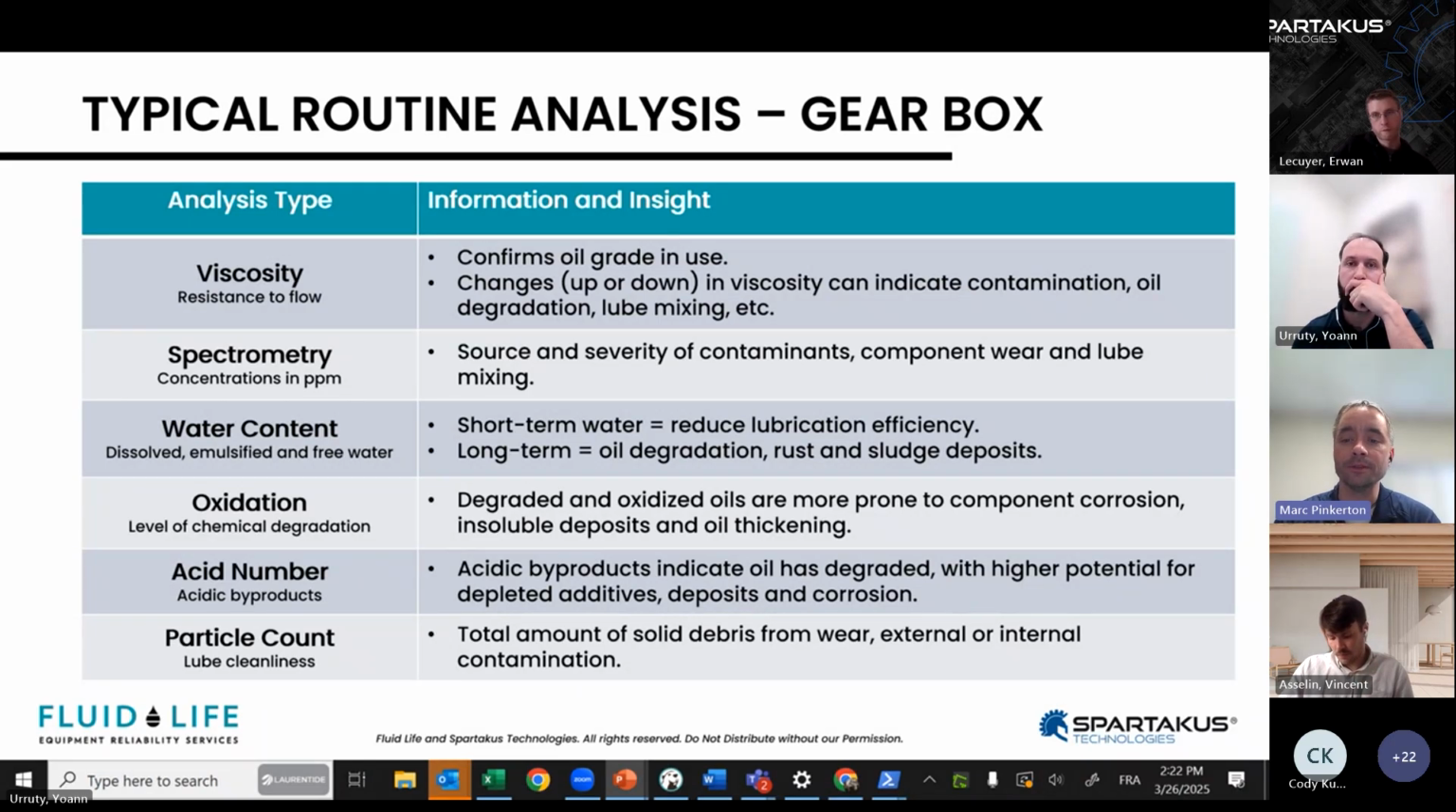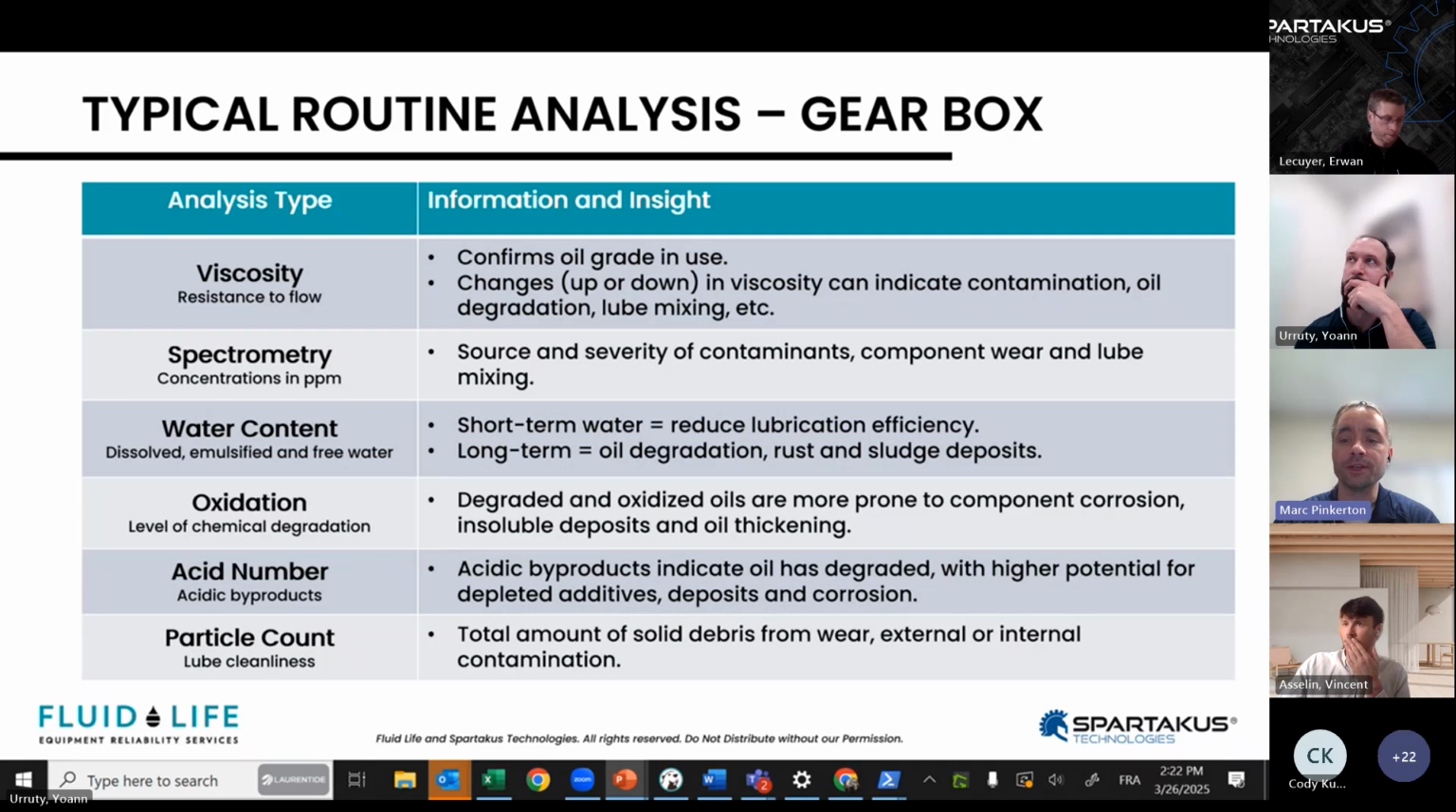In a perfect world, all oils would be completely dry. But in the real world, right, you guys deal with a certain amount of water ingress, whether it be humidity or straight up water getting into your equipment. So different concentrations of water will have different impacts on the long-term and short-term health of the oil.